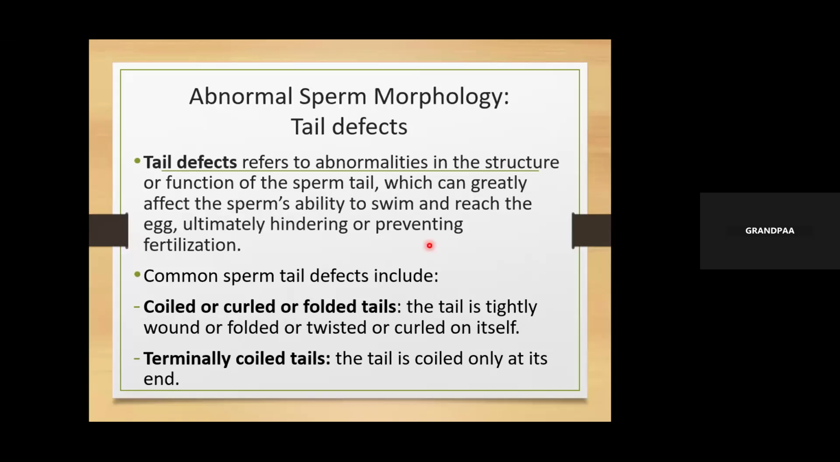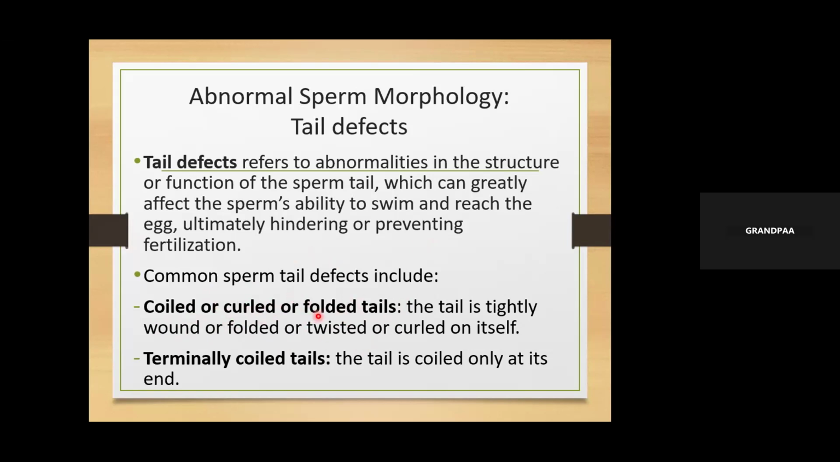So if there's anything that will affect the structure of the tail, of course, it's going to affect the entire movement, and that could also impede the fertilization capabilities. So common sperm tail defects include, and a common one is coiled. You can use the term coiled or curled or folded. So you can say coiled tail or curled tail, folded.